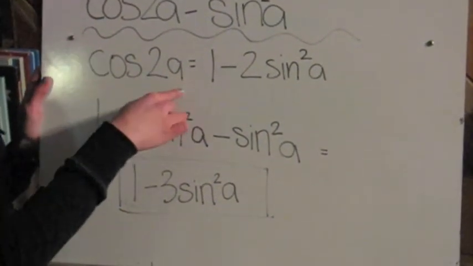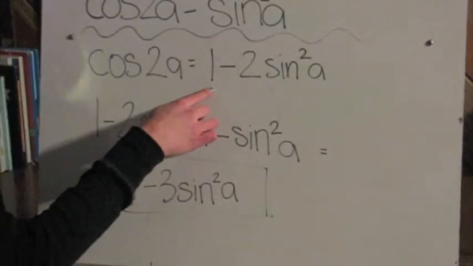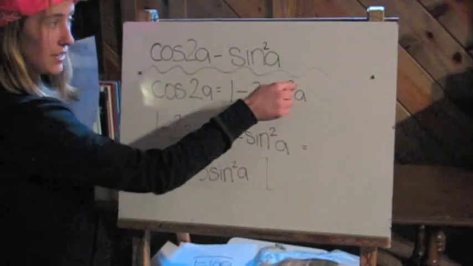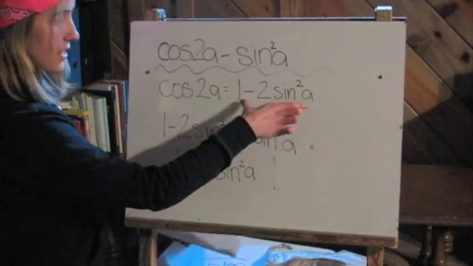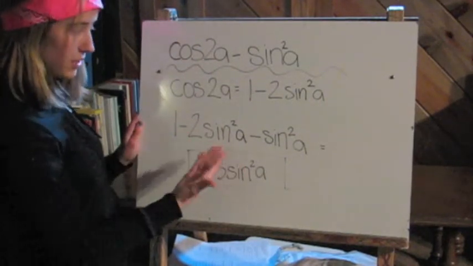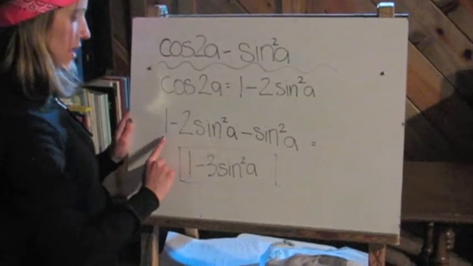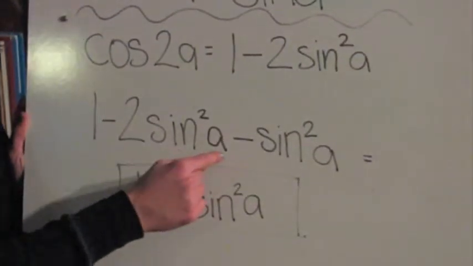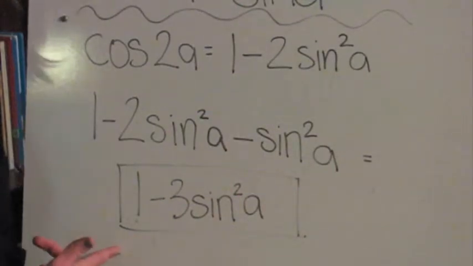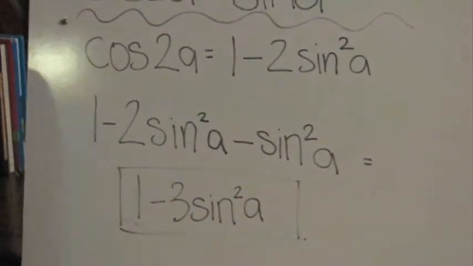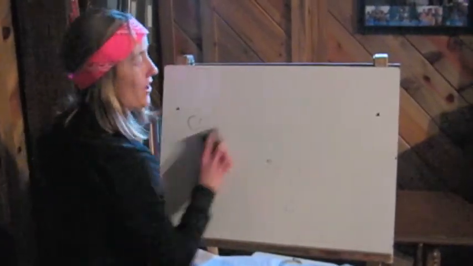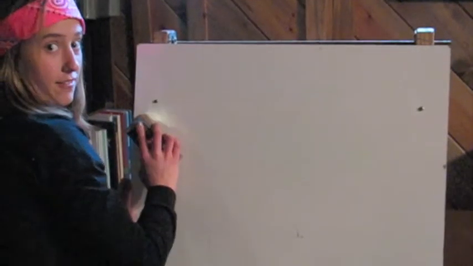Now cosine of 2a equals, from this little handy dandy sheet, 1 minus 2 sine squared a. Then we use this and plug it in for cosine of 2a, and then we can combine the sine squares. So now it's 1 minus 2 sine squared a minus sine squared a, which equals 1 minus 3 sine squared a. Now it's simplified. Wax on, wax off.